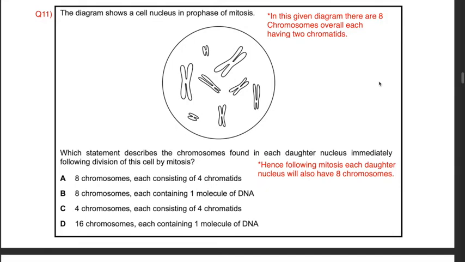And if you look at A, 8 chromosomes each consisting of 4 chromatids. That is incorrect because one chromosome can have a maximum of 2 chromatids, not 4. Therefore, A is incorrect, leaving us with the answer being B. 8 chromosomes each containing 1 molecule of DNA. Yes, that is correct because one chromosome will have 1 molecule of DNA. Hence, the answer is B.